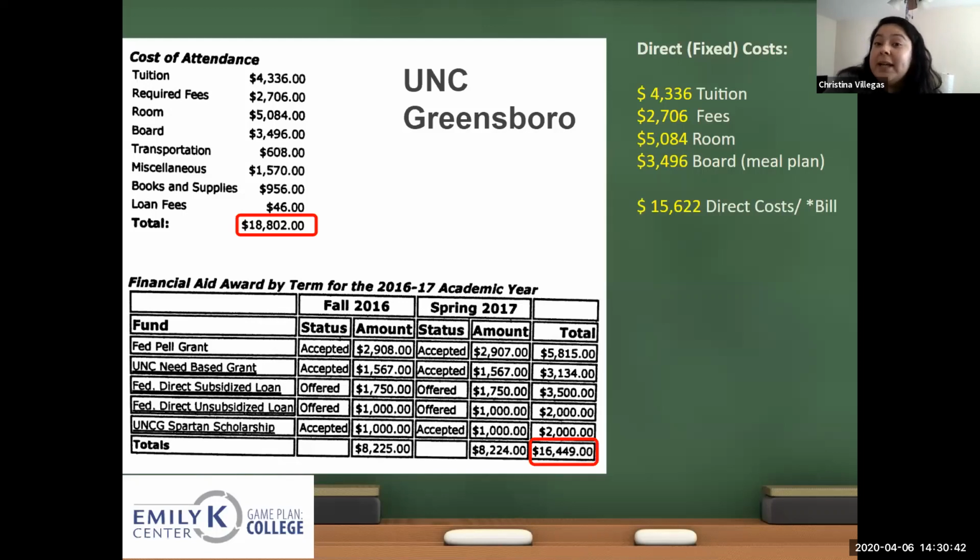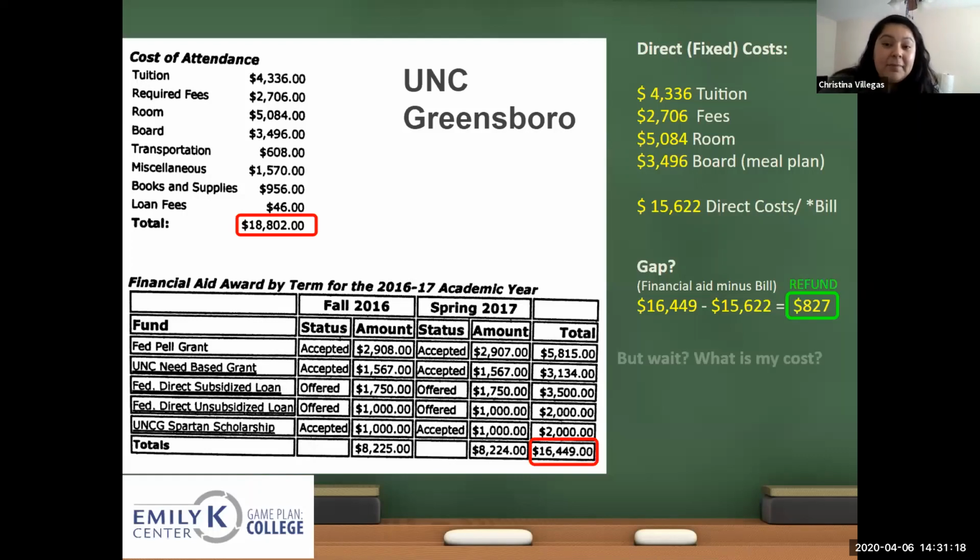And so if I do my GAP formula that I presented in the last slide, that's financial aid minus the bill. So if I do this, I'm receiving $16,449 in financial aid, and my bill, my direct cost, will be $15,622. So that means I get a refund of $827. I put it in green on purpose. That means I'm good. My financial aid is covering my bill.